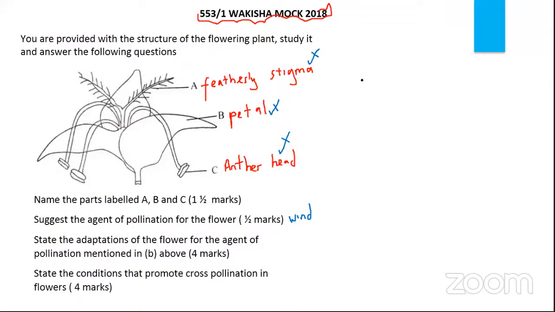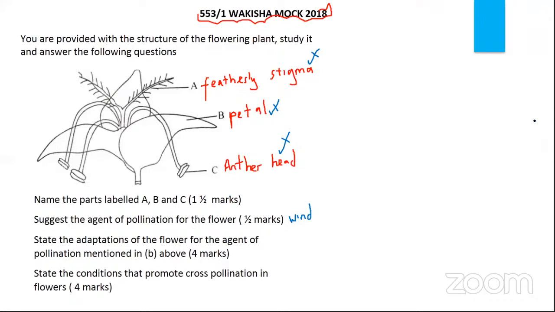Isabella is asking, do wind pollinated flowers have sepals? Because I can't see them on the diagram. That's a good observation, Isabella. Then another question says: state the adaptations of the flower for the agent of pollination mentioned in B above.